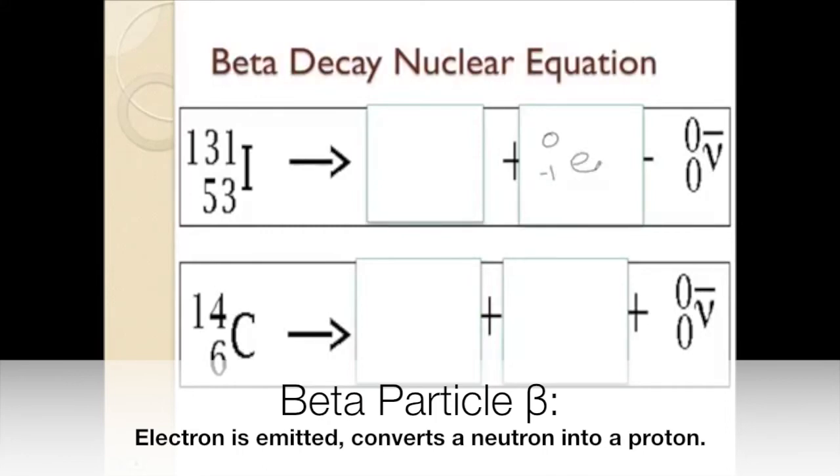So our mass on our reactant side is 131. Mass so far on my product side is 0. So that means the missing mass is 131, to make it the same on both sides. This part's where it gets a little bit different. My atomic number is 53, so my total charge is 53. But the total of the bottom numbers has to be the same on both sides.